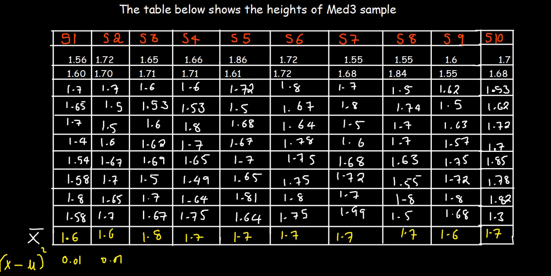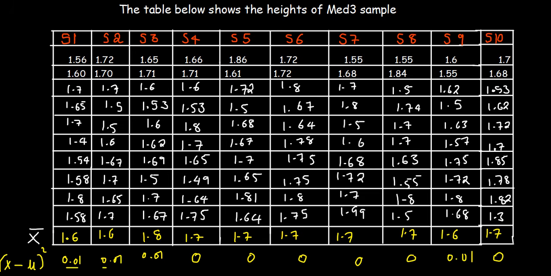Same here, it will be 0.01. 1.8 minus 1.7 is 0.1. You square that, that will also be 0.01. 1.7 minus 1.7 is 0. 0 squared is 0, so this will be 0, 0, 0, 0, 0. Even the last one here is going to be 0. For this one it is going to be 0.01.